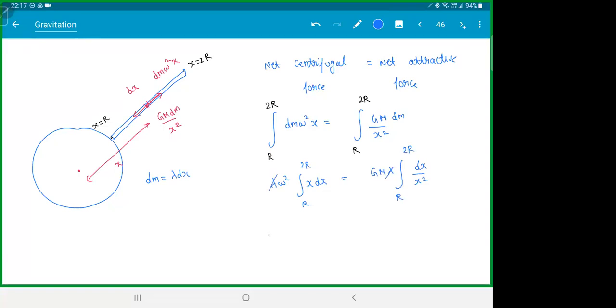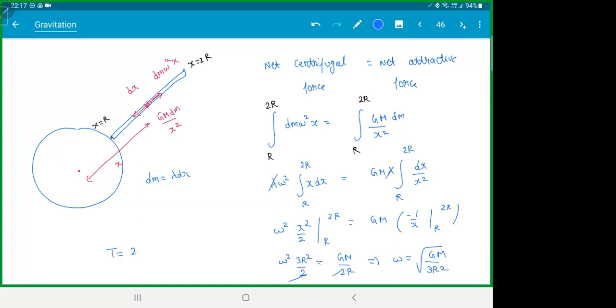Lambda goes off. Omega square x square by 2, limits from r to 2r, equals GM minus 1 by x, limits from r to 2r. So omega square times 3r square by 2 equals GM by 2r. The 2 cancels off. Omega will be root over GM by 3r cube. That's your omega. Time period will be 2 pi by omega.